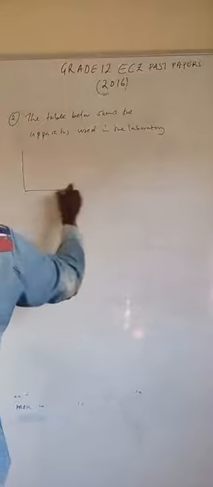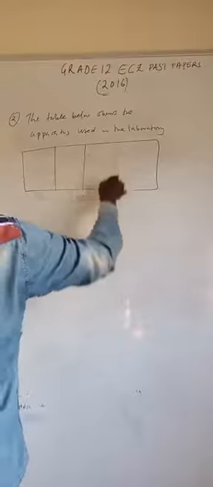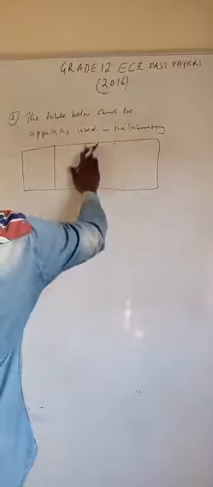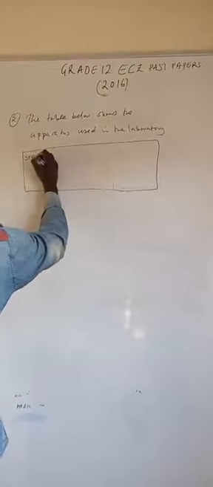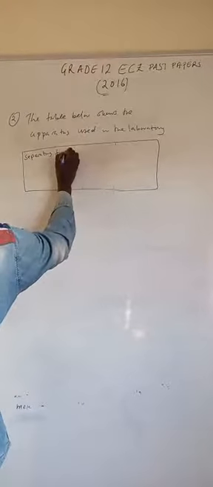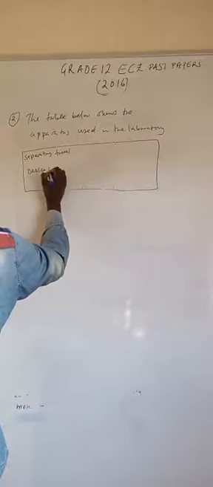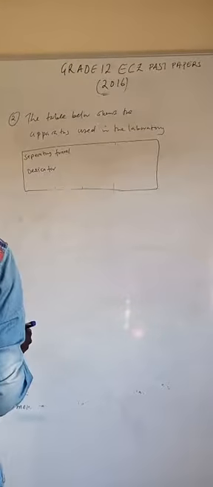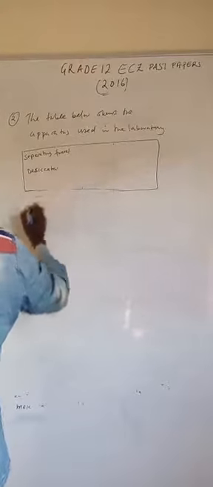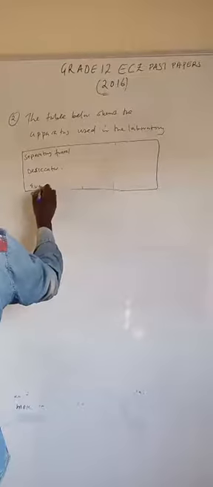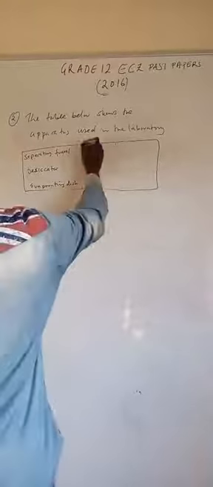So this is a table. It shows the apparatus that you frequently use in the lab. When you're in the lab, what kind of apparatus do you use? The first one here is the separating funnel. Below is a desiccator, a desiccator there. I've got an evaporating dish. Okay, we are done here.